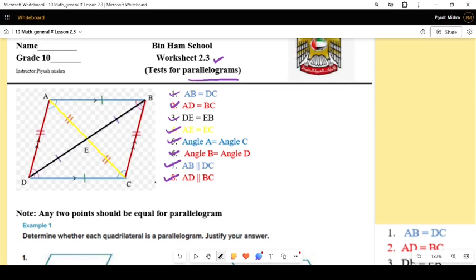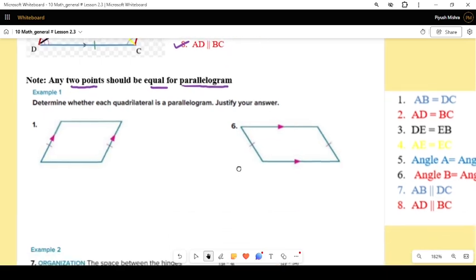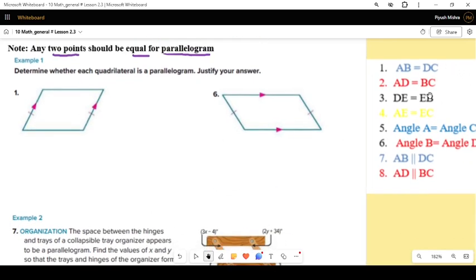So if I have here a total of 8 points, if any 2 points hold then it is a parallelogram. I hope you have understood. I have made it easy, but only one thing is there, you need to remember all these things. Let's start with question number 1. For your ease, I have already written all the 8 points here and we will be checking one by one in each question what points are matching.